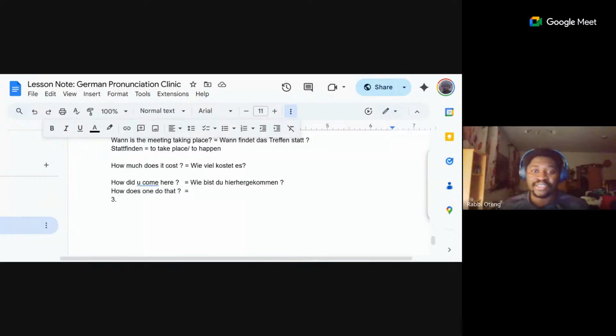But if you want to say it without the "herkommen" and you just use the normal "kommen", then "her" is added to the "kommen". The "her" will be added to the "kommen". Clear?